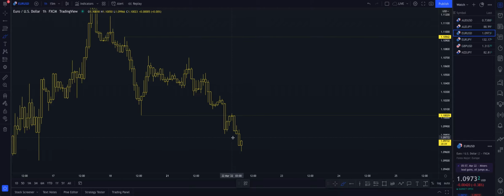Now we are forming a wick. So again, it all depends how we actually come to this, okay? So again, waiting for more price action. I'm just going to get rid of these highs and lows.